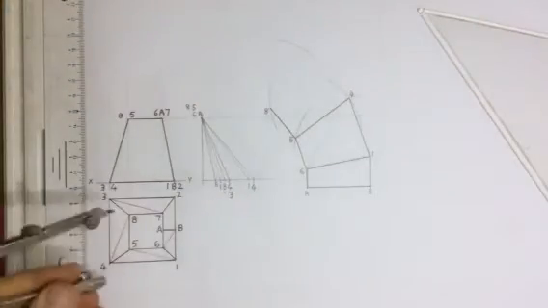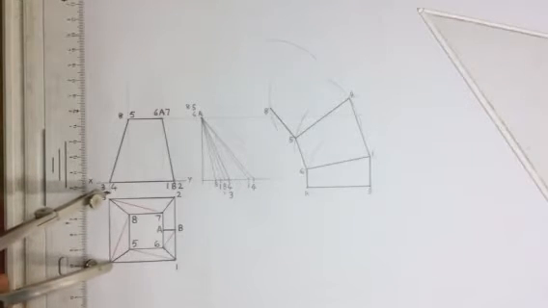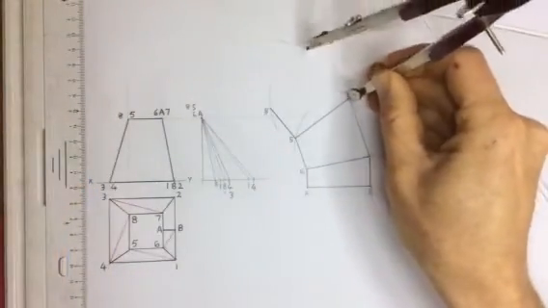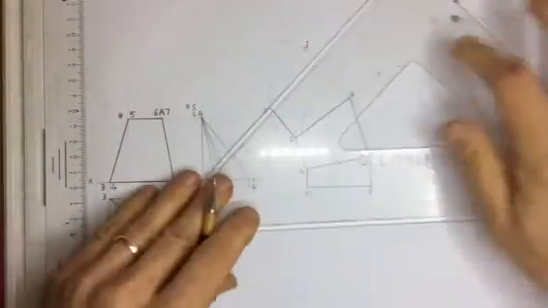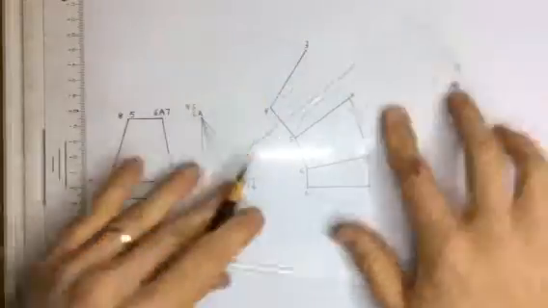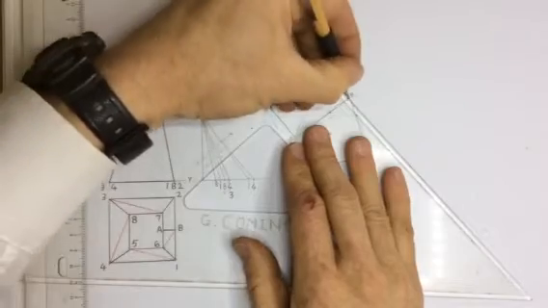I now take my true length between 3 and 4. Over here, and I arc off my 0.3. Right, I can now join up those points from there to there, and from there to there.